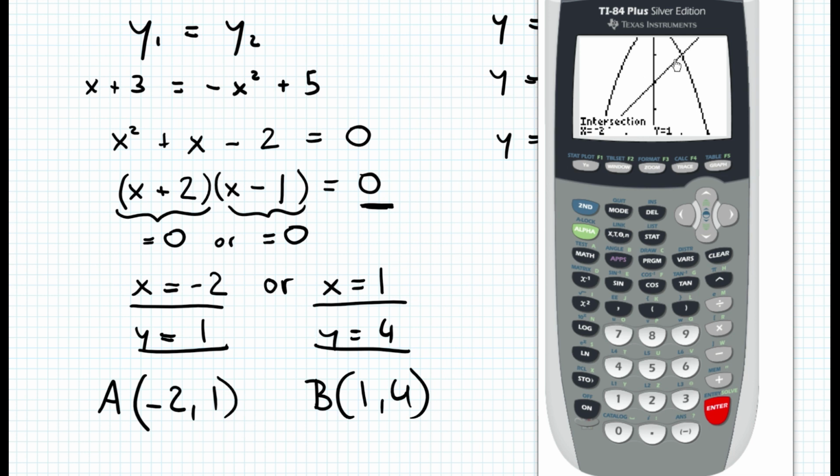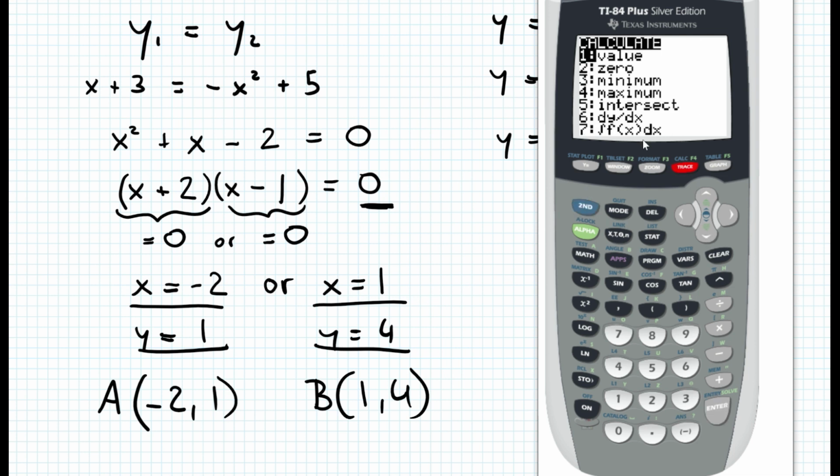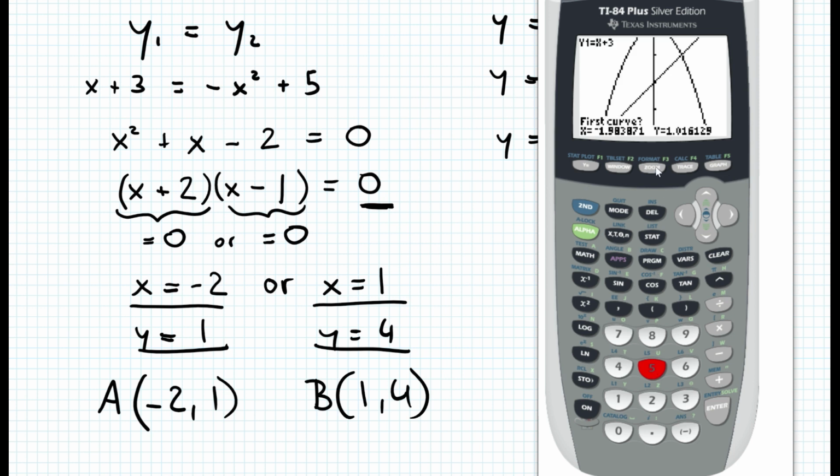Now, how do we find the other point of intersection? The same way. Second calc, go down to 5. You can just select 5. First curve. So we select the first curve. Okay. Usually it's already selected, but if you don't see the cursor, you can actually move the cursor with the calculator. So you press enter. It's asking you for the second curve. So now you jump onto the second. There you go. And then you take a guess.